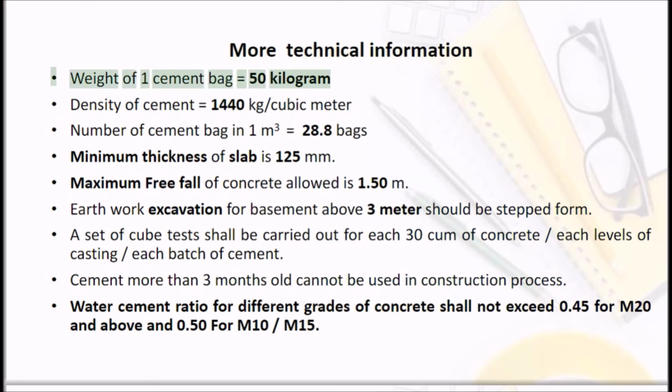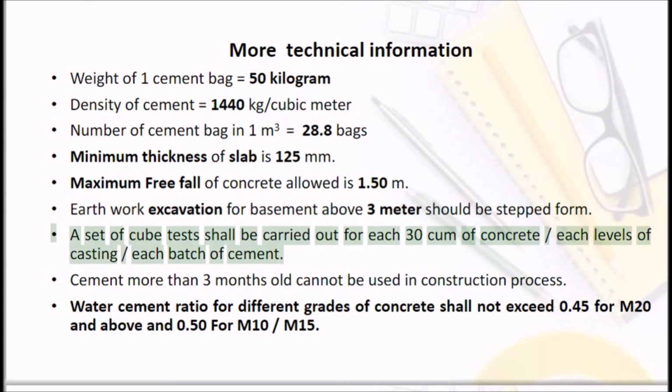Weight of one cement bag equals 50 kg. Density of cement equals 1440 kg per cubic meter. Number of cement bags in 1 cubic meter equals 28.8 bags. Minimum thickness of slab is 125 mm. Maximum free fall of concrete allowed is 1.50 m. Earthwork excavation for basement above 3 meters should be in stepped form.